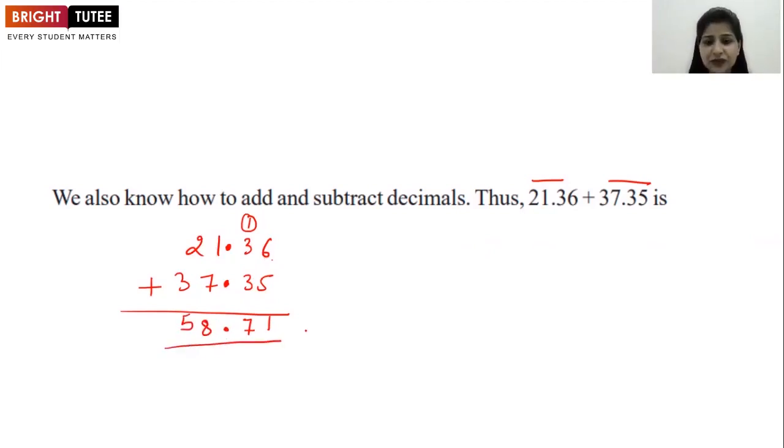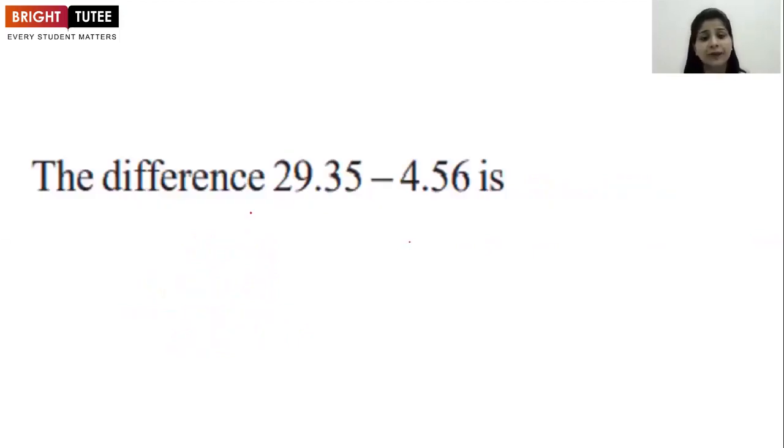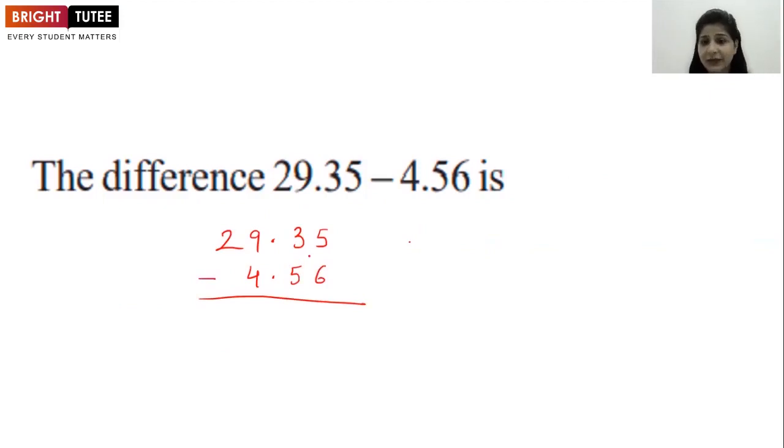Let's see one question for subtraction as well. Okay, 29.35 and 4.56. Okay, the number of decimal places, you see, is same. It is 2 digits after the decimal, 2 digits after the decimal, and above and below, the other decimal is coming up at the same place. So let's subtract. First of all, you will take one borrow here.